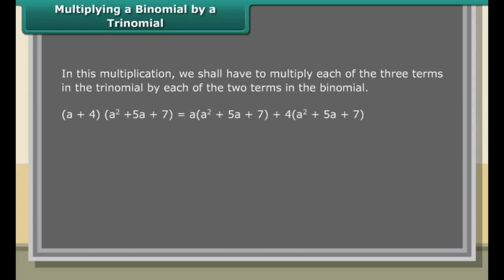(a plus 4) into (a square plus 5a plus 7) is equal to a into (a square plus 5a plus 7) plus 4 into (a square plus 5a plus 7), which is equal to a cube plus 5a square plus 7a plus 4a square plus 20a plus 28, which equals a cube plus 9a square plus 27a plus 28.